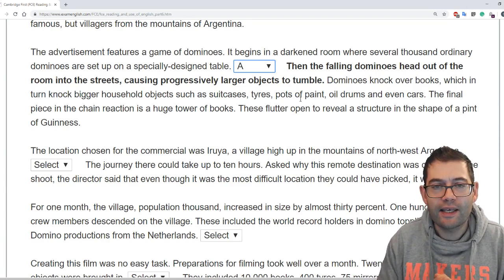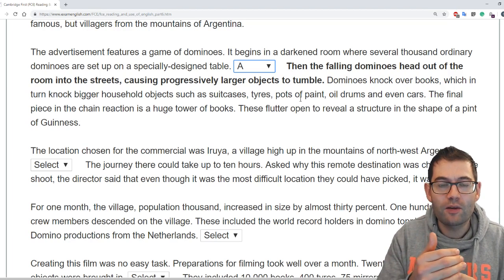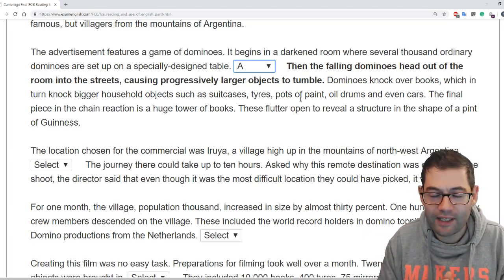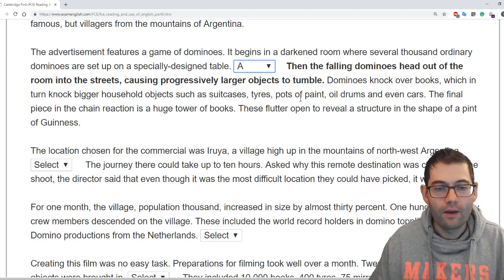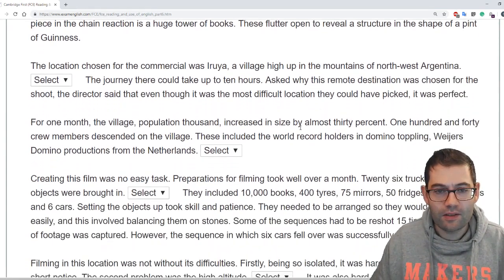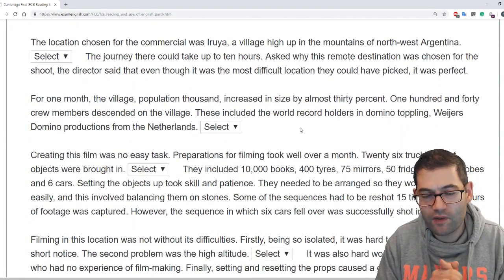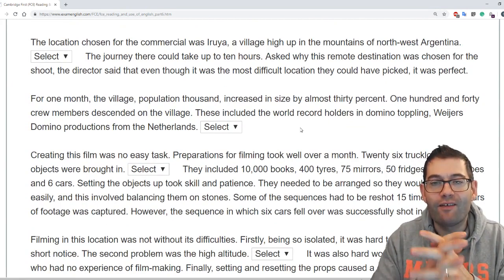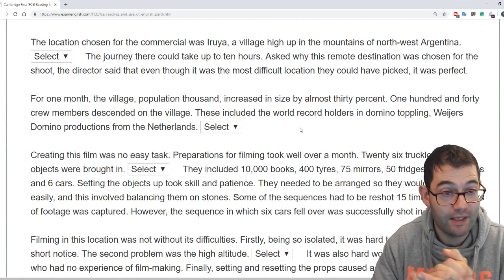So what we've got here is context in terms of order. This happens, then this happens, and then you've got an explanation. For the next question, it says that the location chosen for the commercial was Iruya, I probably pronounced that wrong, a village high up in the mountains of northwest Argentina.